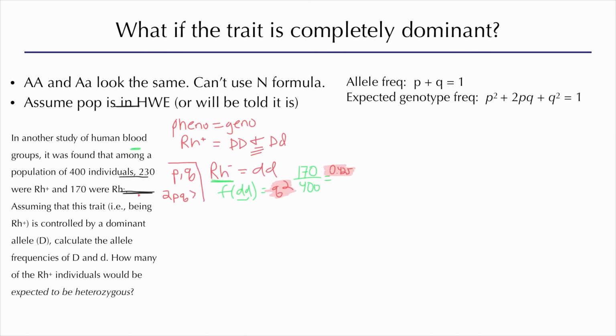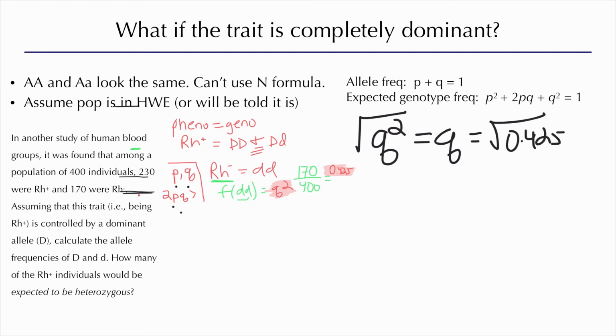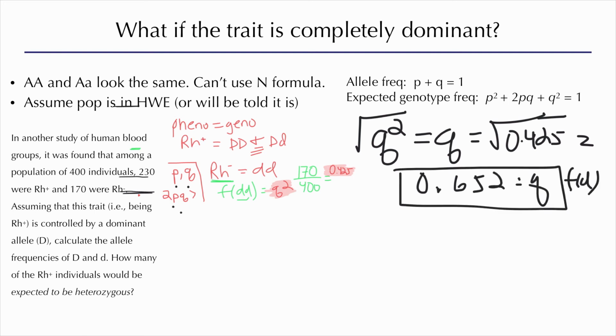So what can we do with that? Well, what are they asking us for? Remember, they're asking us for p, q, and 2pq. So if we have q squared, we can solve for q. How do you solve for q from q squared? If you take the square root of a square, that gives you q. And so that means we want to take the square root of 0.425, which is going to equal 0.652. Meaning 65.2% of all the alleles in the gene pool are little d.